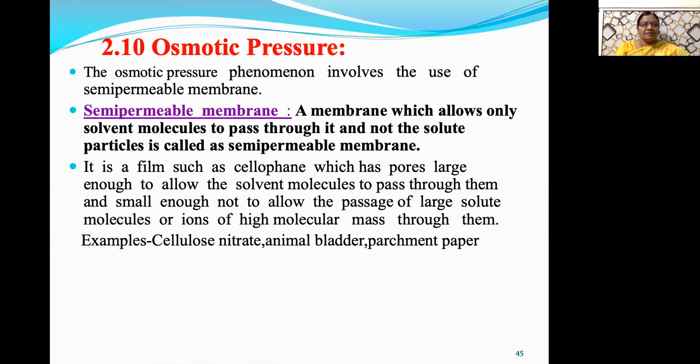A number of examples are there. It is a film such as cellophane, which has pores that allow the solvent molecules to pass through it, but they are small enough not to allow the passage of larger solute particles through it. The examples: cellulose nitrate, animal bladder like pig's bladder, parchment paper, or an artificially prepared semi-permeable membrane, copper ferrocyanide. These are the examples of semi-permeable membrane.